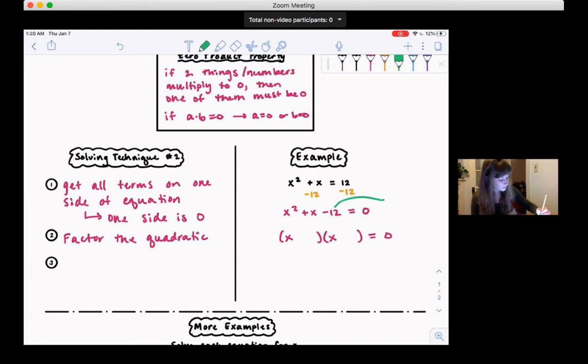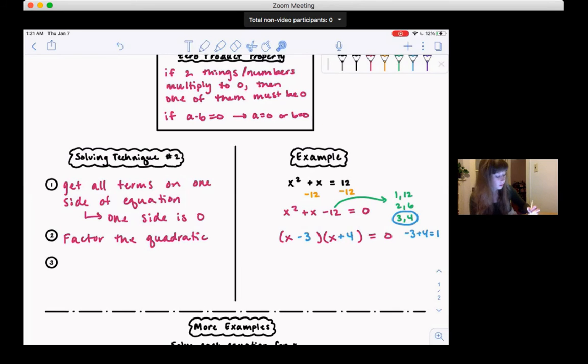So let's list our factors of 12 and then look for 2 that would add to 1. So the factors of 12 are 1 and 12, 2 and 6, and 3 and 4. So which pair could make a positive 1? We can make a positive 1 out of 3 and 4, right? If we make the 3 negative and the 4 positive, we're going to get 1. So we need a negative 3 and a positive 4 in our factors.